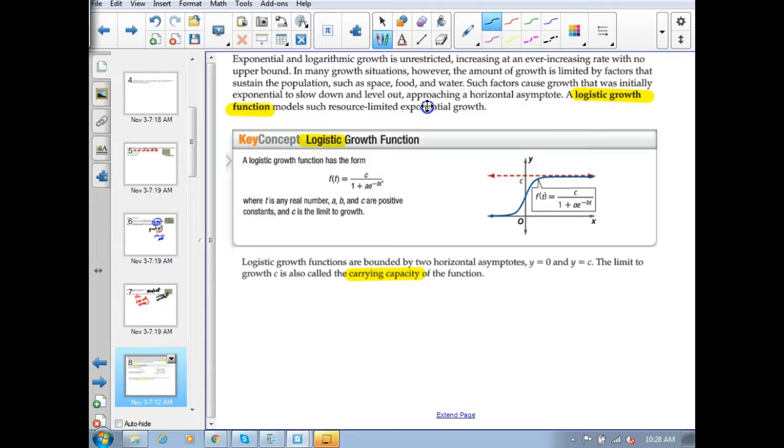So I steal yours because yours is way more accurate. All right, so that was super fun.